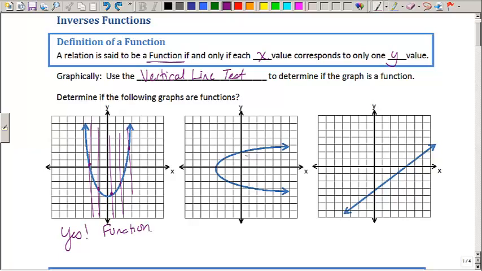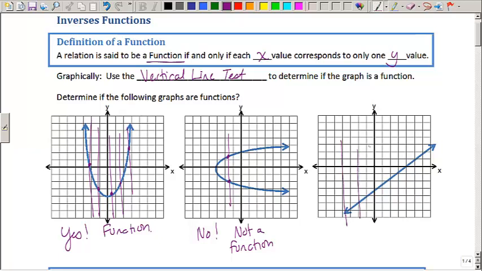Looking at the next graph, as I pass a vertical line through the graph, I notice that my vertical line intersects the graph at more than one point. In fact, in this case, it intersects at 2 points. So right off the bat, I know that this is not a function. This x value has two different y values, and that is not allowed in a function. Every x is going to only match up to one y. In this case, one x is trying to correspond to two different y's, so that's not a function.